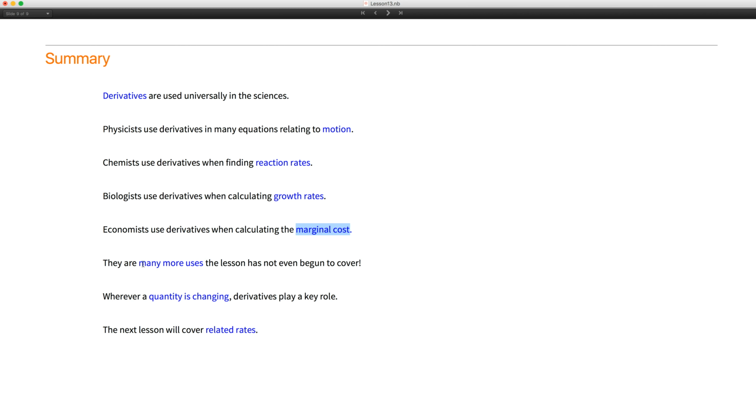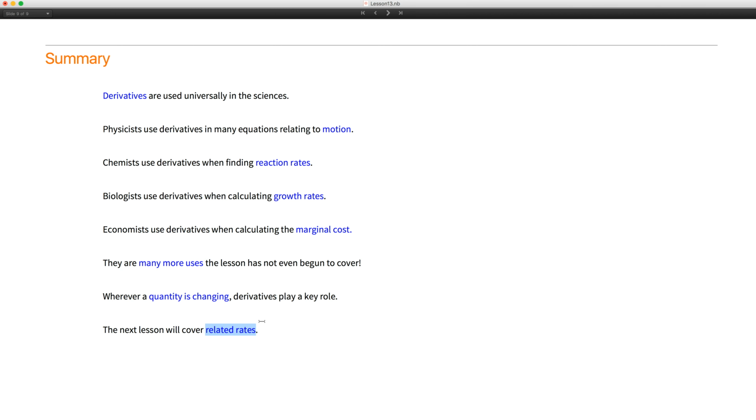And of course, there are many more uses of derivatives that we haven't spoken about in this lesson, but you will learn them as time goes by. But the key point is that wherever a quantity is changing, then derivatives will play a key role. So that brings me to the end of today's lesson. And in the next lesson we'll talk about related rates.